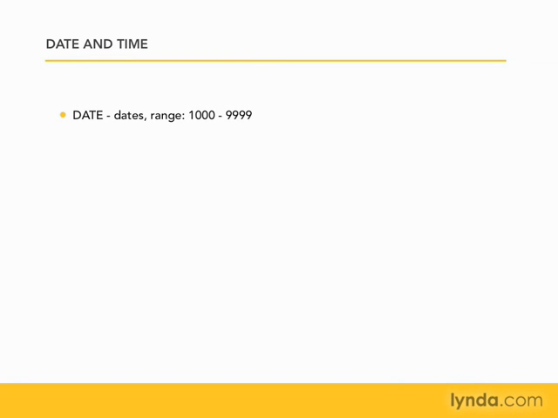The date and time types are useful for storing date and time related information. They include the date type, which is good for dates only, and dates in the range of the year 1000 to the year 9999. And the time type, which is good for times and time related values, not just time of day, give or take, for times in the range of plus or minus 840 hours. And the date time type for date and time combinations.